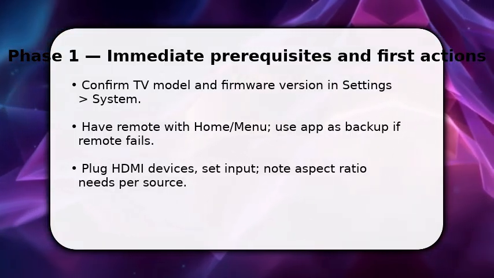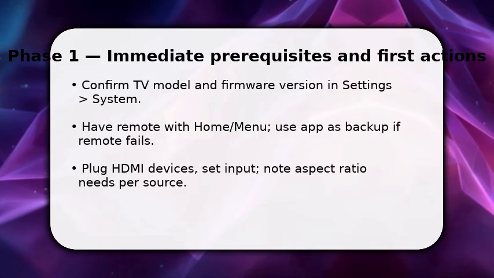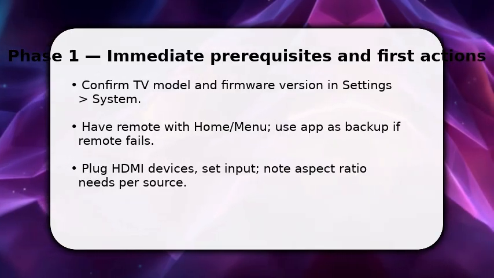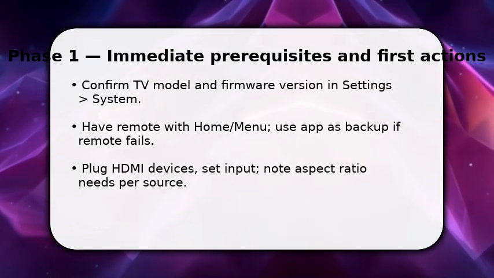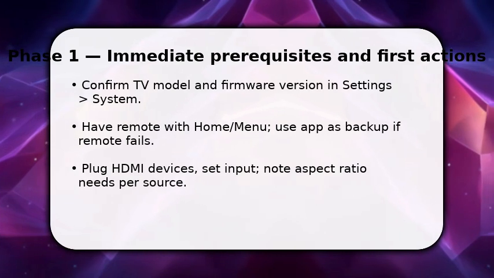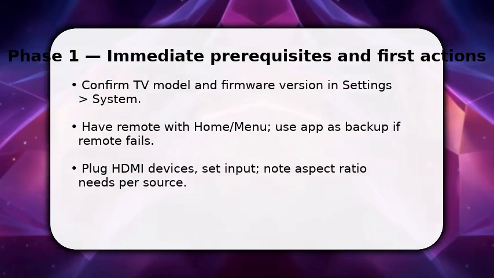Next, make sure the source is connected and selected. HDMI 1 versus HDMI 2 matters because each input can store its own aspect ratio. Start at picture or screen settings to find size options so you can change them precisely.